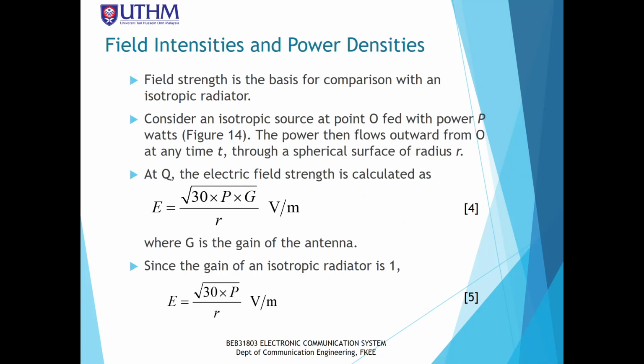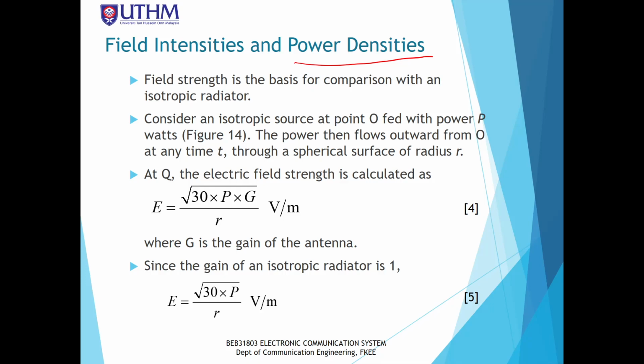Field intensity and power density. Field intensity here shows the electric field and also the magnetic field. Remember, we are using electromagnetic wave. Therefore, we have E field and also H field. We have the electric field, and also we have the magnetic field. And power density is the power per unit area. So now we want to see all of these parameters.